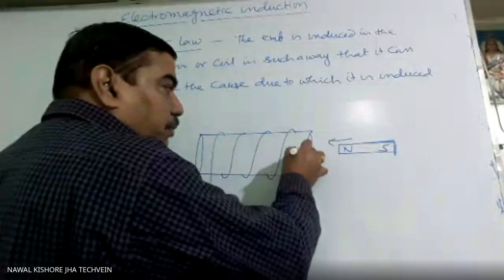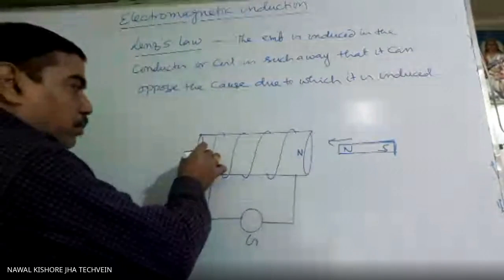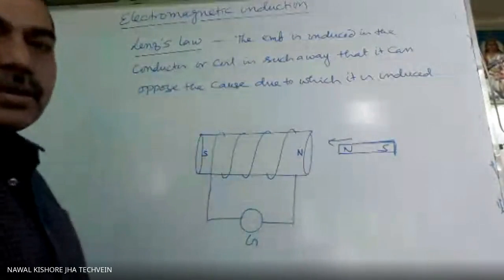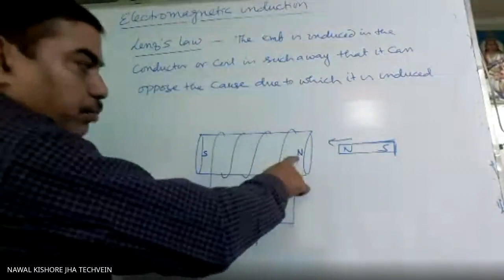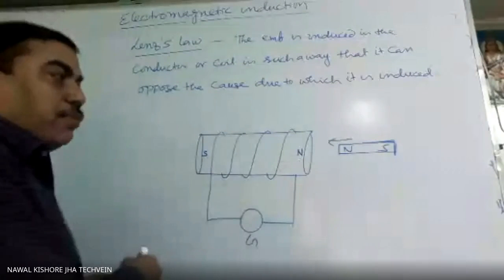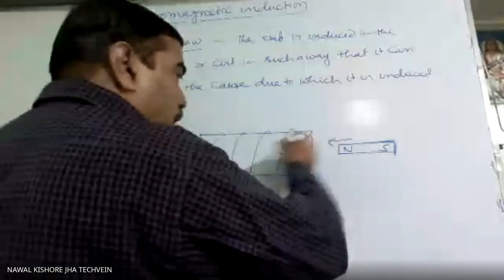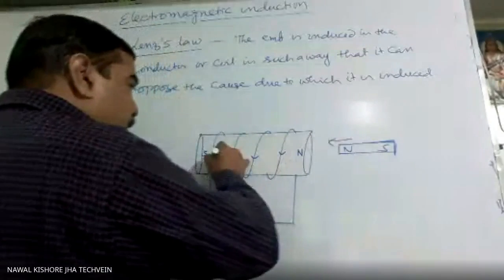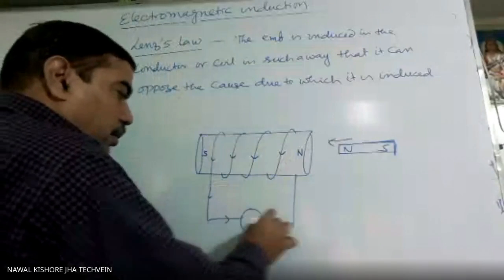North pole must be present here. South pole will be here. For north pole to induce here, what will be? The current will become anti-clockwise. So this will be the direction of current here.